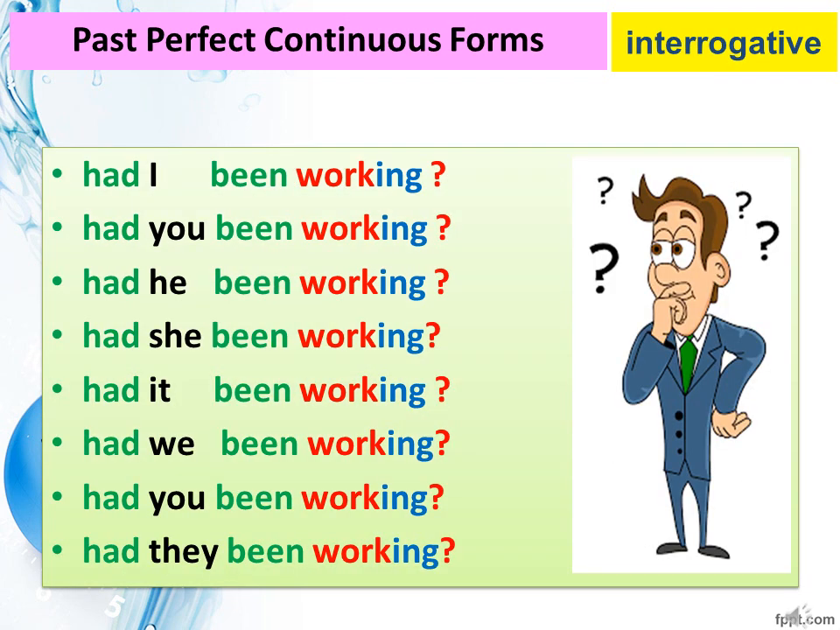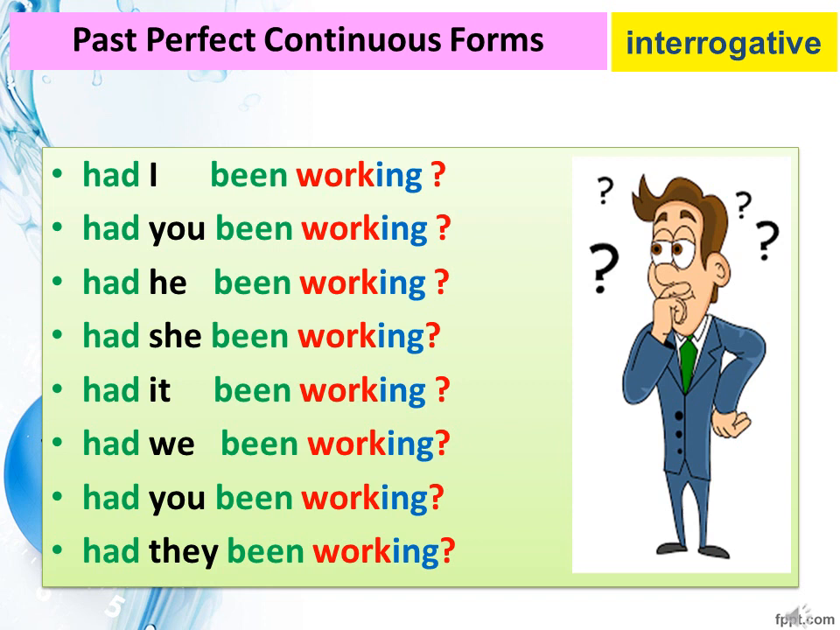Okay, now let's see the interrogative case. يعني نطرحو السؤال بال past perfect continuous. Had I been working? Had you been working? Had he been working? Had she been working? Had it been working? Had we been working? Had you been working? Had they been working?